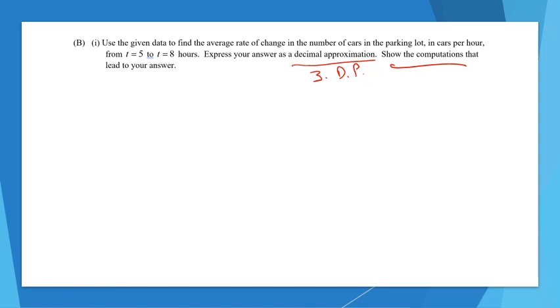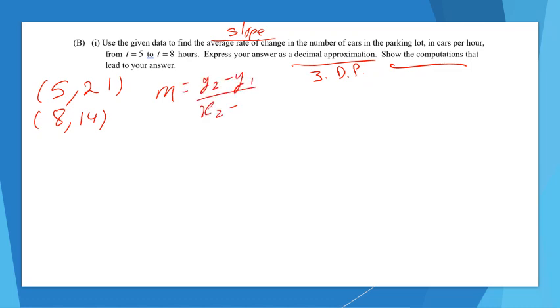But here, you just want to find the slope, right? The average rate of change is another word for slope. So find the slope between 5 and 8. So our 2 coordinates are 5, from the table, 21, and 8, 14 from the table as well. Right? Once we have that, we're going to plug it into the slope formula. So remember, slope is equal to y2 minus y1 over x2 minus x1. Once we have this, plugging it in, 14 minus 21 over 8 minus 5 should give us negative 7 over 3.